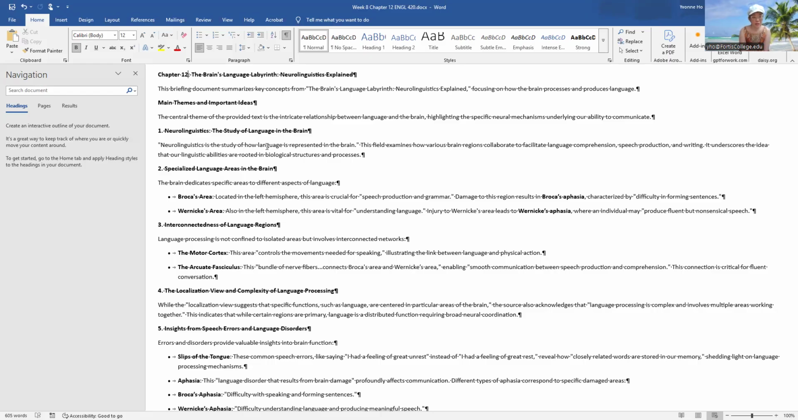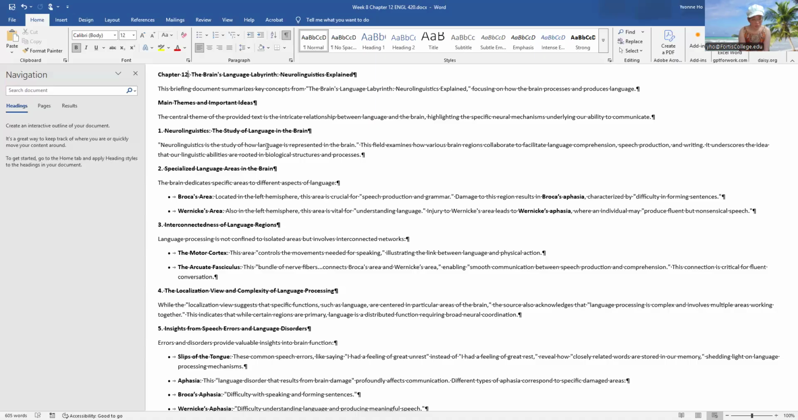Interconnectedness of language regions. Language processing is not confined to isolated areas, but involves interconnected networks. The motor cortex controls the movements needed for speaking, illustrating the link between language and physical action. So that's the motor cortex. The arcuate fasciculus is the bundle of nerve fibers that connects Broca's area and Wernicke's area, enabling smooth communication between speech production and comprehension. This connection is essential for fluent conversation.